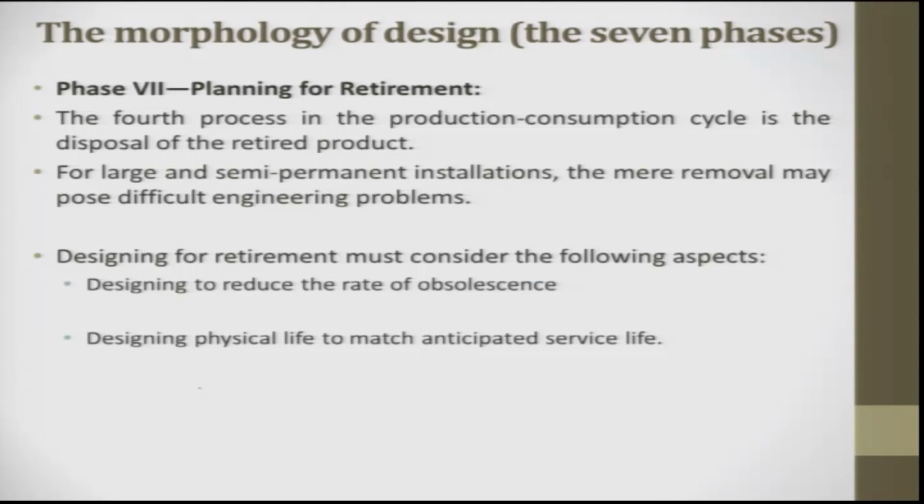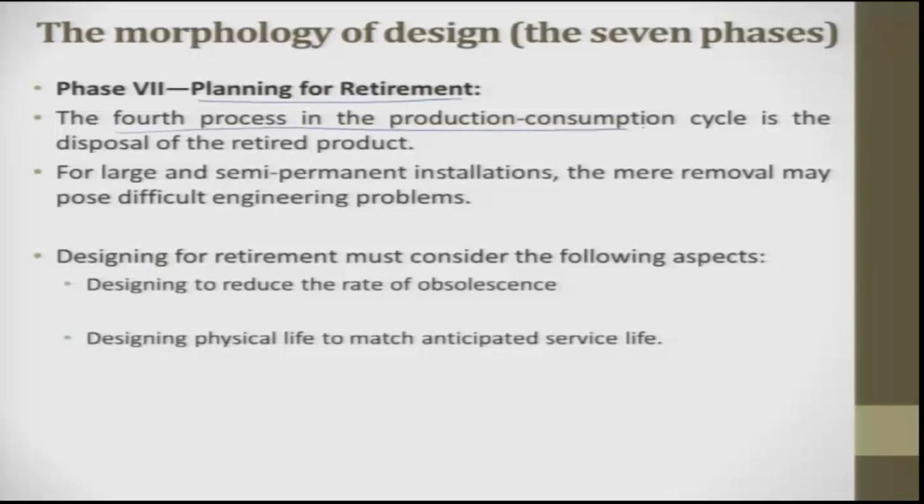So, phase 7 is the planning for retirement. After the product has finished its life or its performance, now what do I do with the product? For example, I told you the batteries, the life of the battery is over. So now what do I do? How do I discard it? That is the important thing. So, the fourth process in the production consumption cycle is the disposal of the retired product.